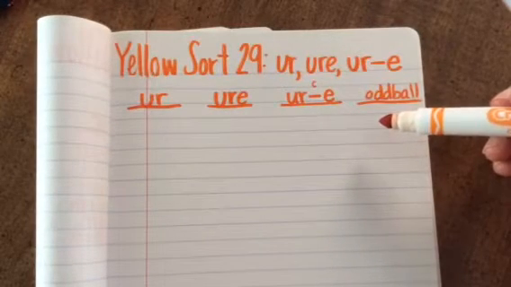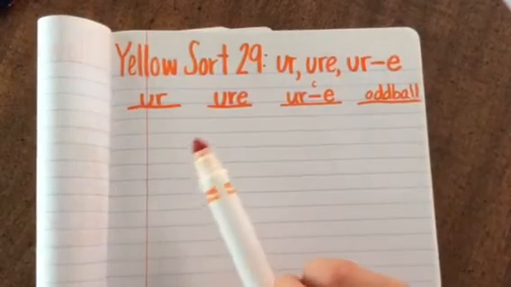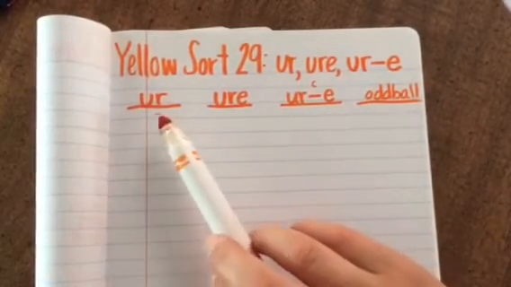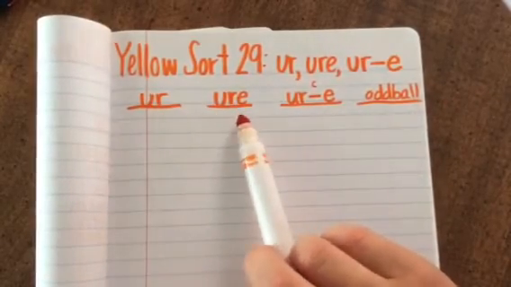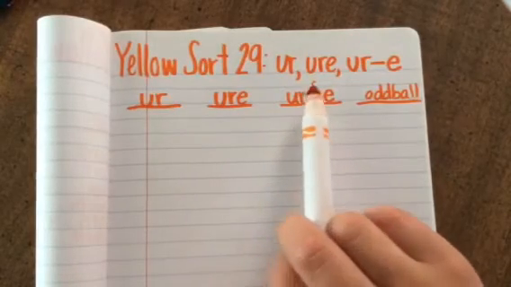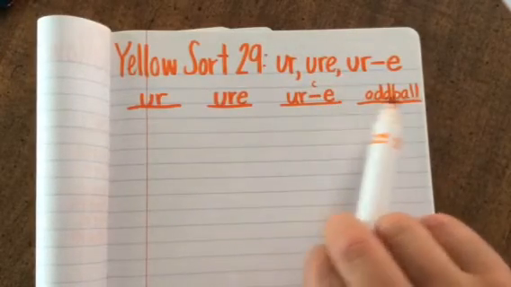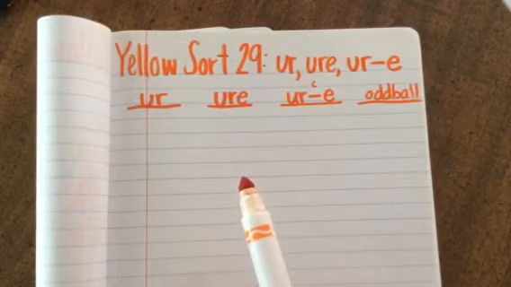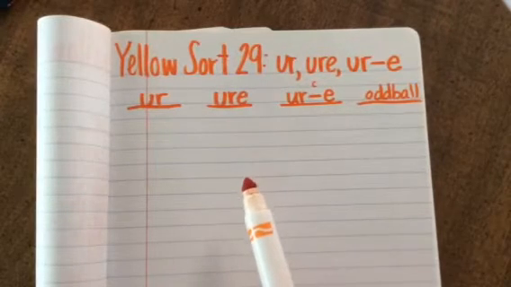So go ahead and cut apart your cards and put them into these four piles. Where there's a consonant before the E and the oddball. So go ahead and pause the video so you can do that.